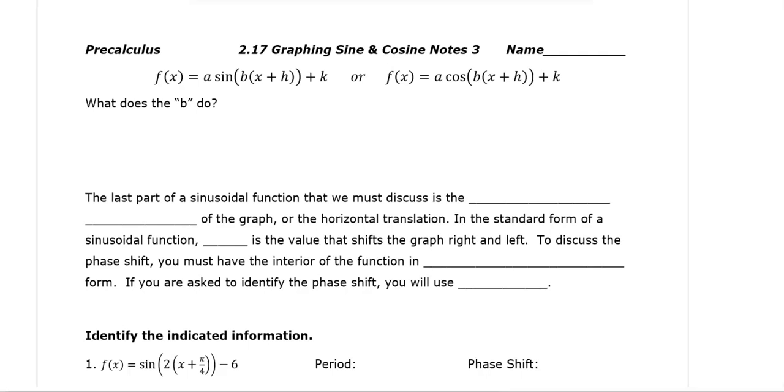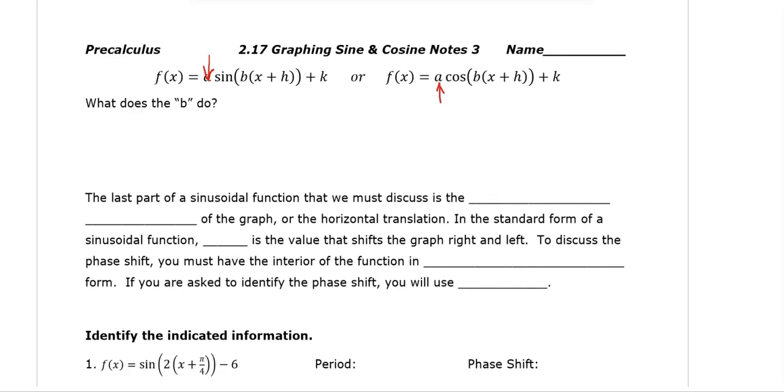Right, guys, today we are going to talk about the last change that we are going to do with our graphs and our transformations. So let's look at what we already have done. We've talked about how A, right here in the very front, changes our amplitude of the graph, which means how high up and how far down does our graph go.